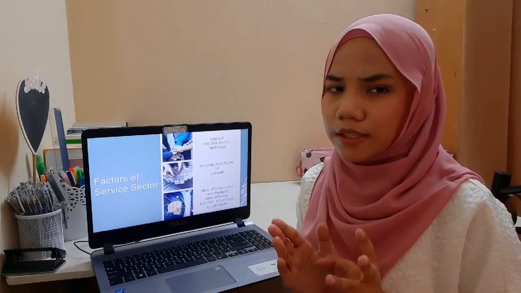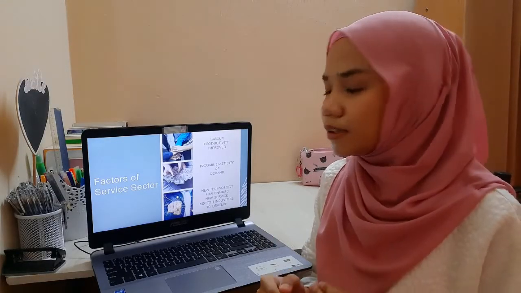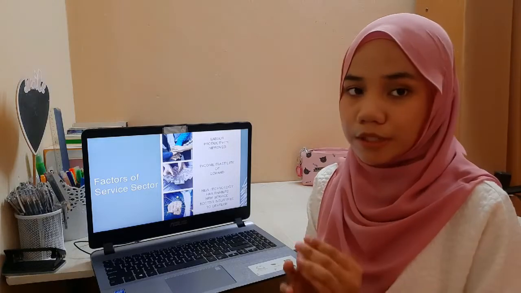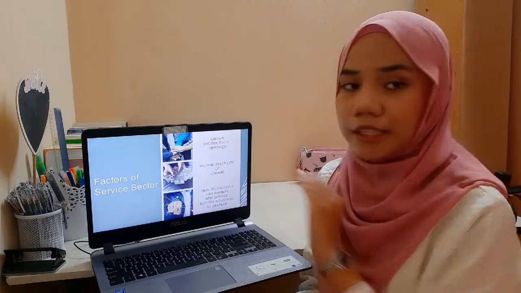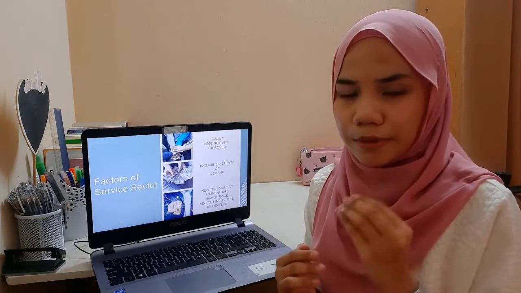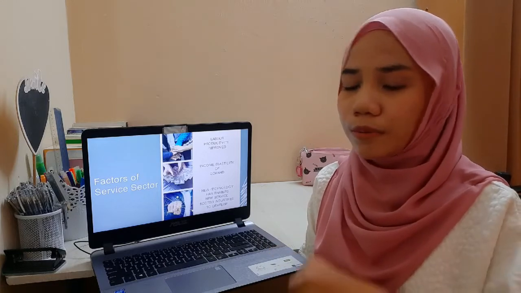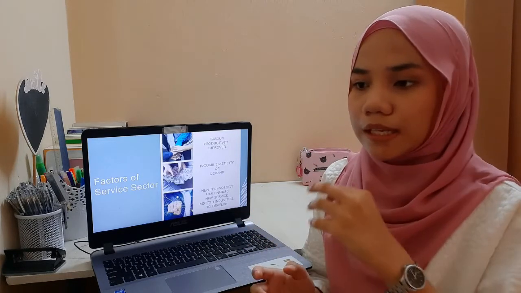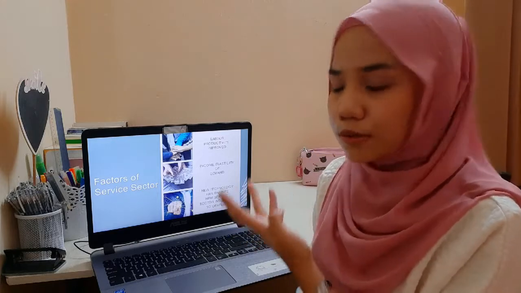Have you ever wondered what is the key factor of all of these? Right, the first one is labor productivity improvement. As the labor are doing the right job, where they have higher productivity, it contributes a lot to the service sector.